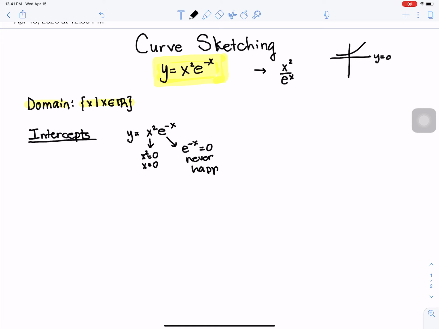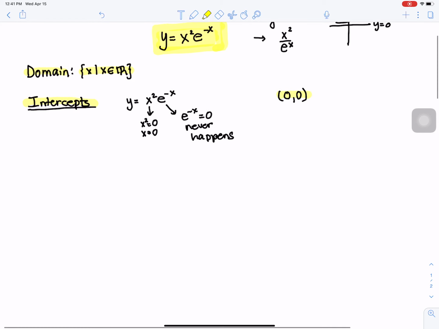So my only x-intercept would be (0, 0), and that would also include my y-intercept, because if (0, 0) is an x-intercept, there can only be one y-intercept. Let's work through to the symmetry.